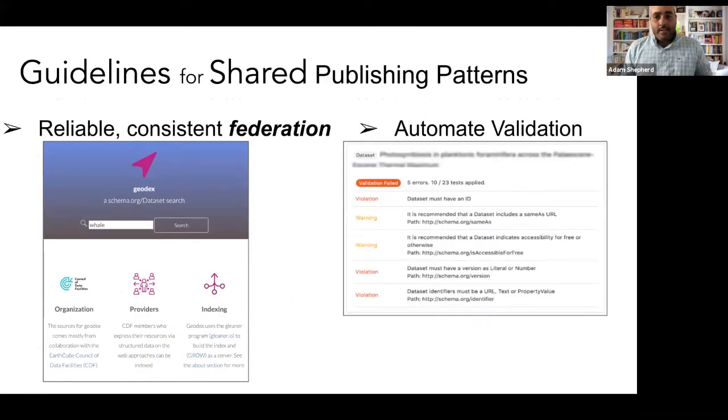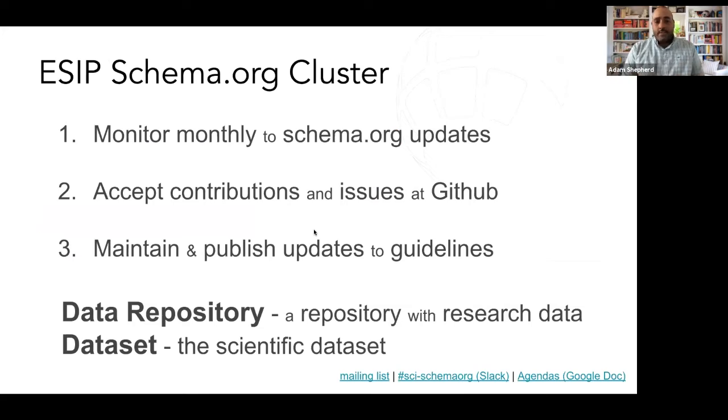To do that, certainly the big goal is that we all share these same publishing patterns, right? It's one thing for us all to publish schema.org, but if we're not using some consistency and shared ideas and conceptualizations around how to use it, then it becomes a little bit more difficult to use. But if we do share them, then we really gain the value of having reliable, consistent federation, and also automated validation tools that will tell us how well we're doing in being consistent with the guidelines that have been set forth. So our cluster has a couple of initiatives.